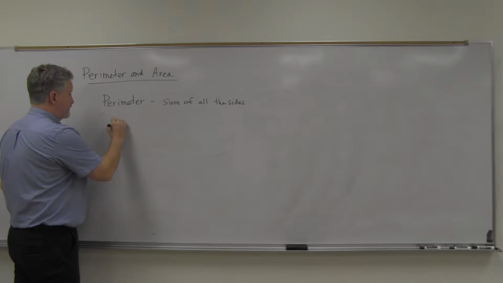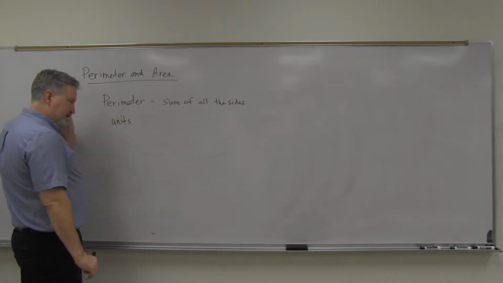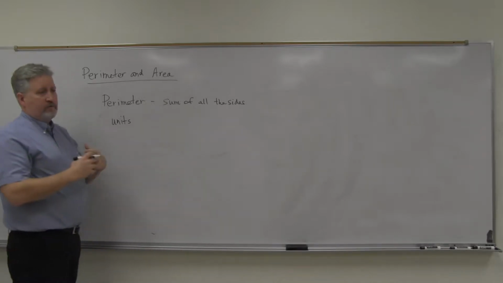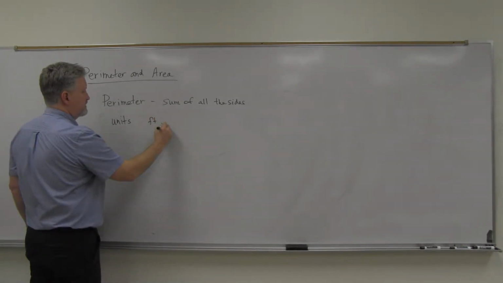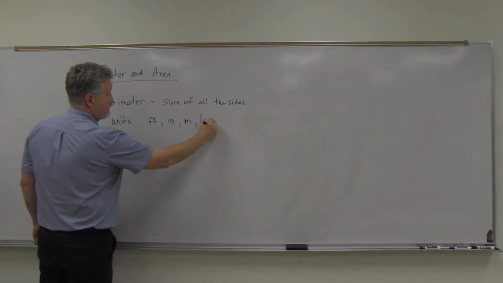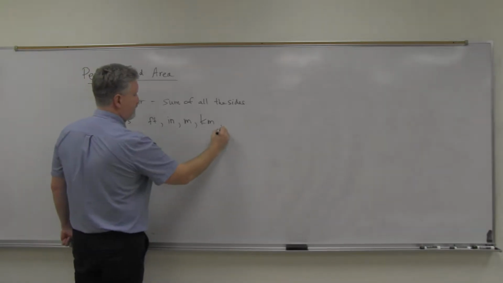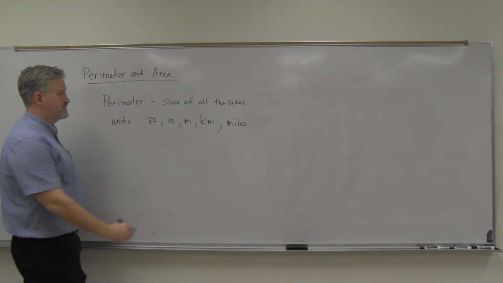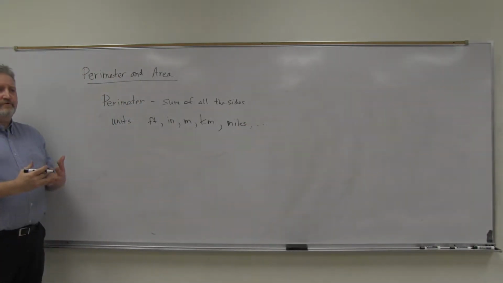Now, we'll be watching a little bit about the units. So when we measure perimeter, we measure it in feet, inches, meters, kilometers. If we have a bigger type of figure, miles, and so on and so forth. Yeah, so they're just regular units for perimeter.